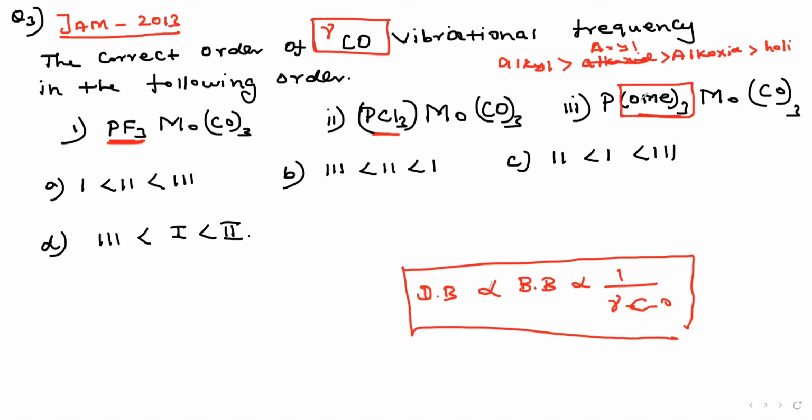Now you know very well, more electron donating group decreasing what? CO stretching frequency, right? Therefore, which one will be the least one? Third one. Therefore, option C is wrong. Option A is wrong. Now understand?